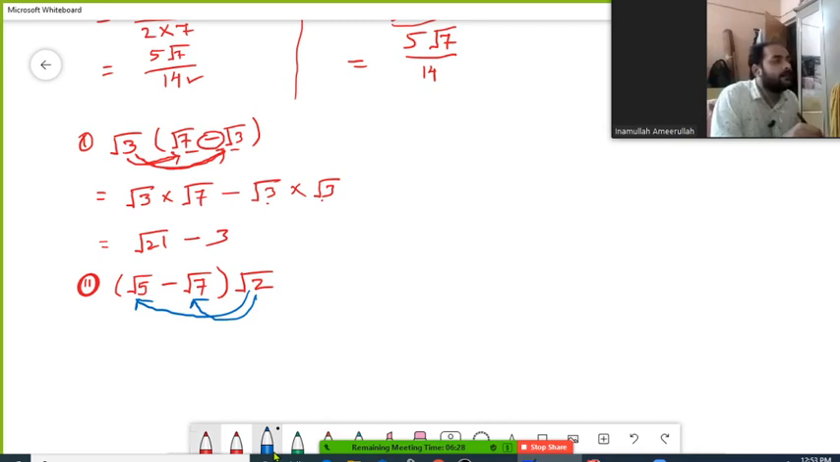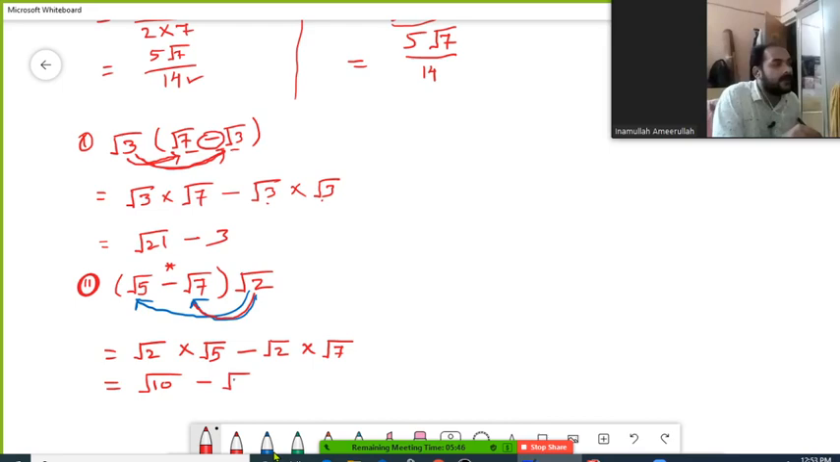So I'm going to multiply root 2 with root 5. Between root 5 and root 7 there is a minus sign, so I'll take minus sign here. Then I'll multiply this root 2 with root 7 also. So here I'll take root 2 into root 7. When we multiply root 2 with root 5, I'll get root 10, minus root 2 root 7.